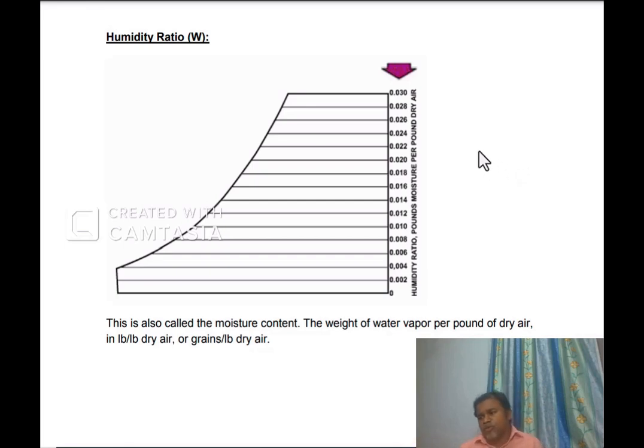Try to understand this. Suppose I have a room of 12 by 12 and 8 feet. I want to find how much humidity, or how many moisture particles, are present in that room. We can find that out with the humidity ratio. You can see here the vertical lines, 0, 0.2, 0.4, 0.6, and so on. Here itself you can see the definition: humidity ratio is pounds of moisture per pound of dry air. Okay, so we'll go to the next one.